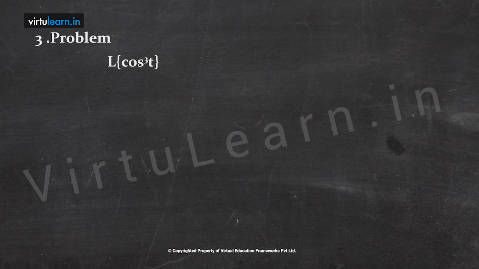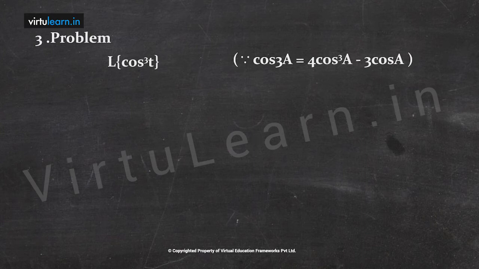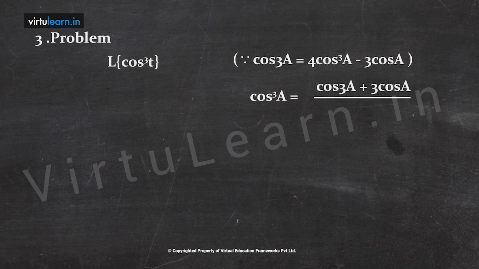Then what I will do, we know that cos 3a equals 4 cos cube a minus 3 cos a. From this formula you can calculate cos cube a in terms of cos. Now according to this formula, cos cube t equals cos 3t plus 3 cos t divided by 4. Cos cube a equals cos 3a plus 3 cos a by 4.